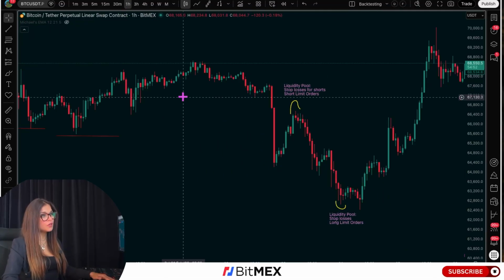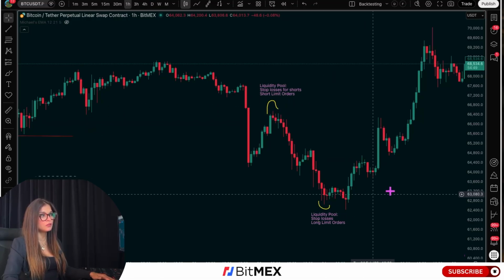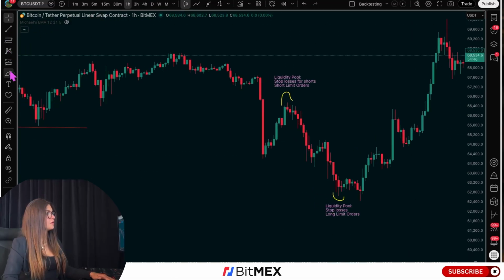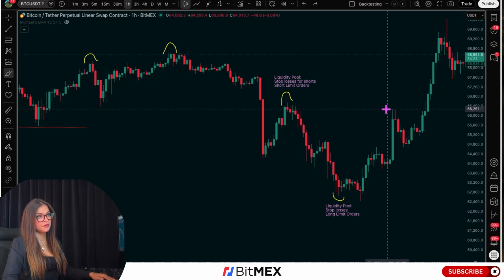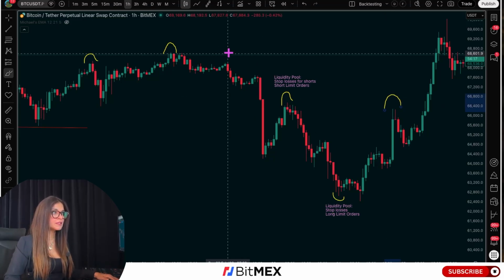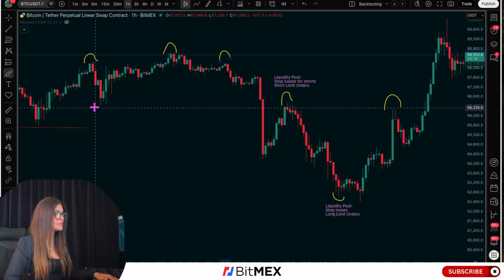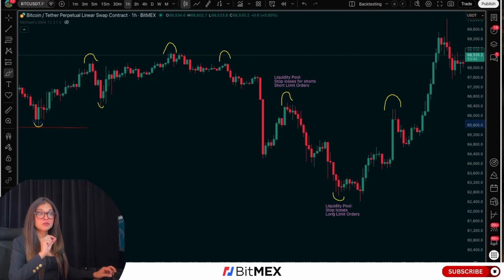You can just simply go to a 1 hour chart and just try to mark out all your swing levels. As you can see, I'll try to mark out some here for you. All right, 1, 2, 3. Here, 1, 2, 3. And that is basically your swing highs and lows. Now that you understand the concept of a swing high, a swing low, liquidity that is resting there, you have stop losses, you have short limit orders, long limit orders, depending on if it's a swing high or low.